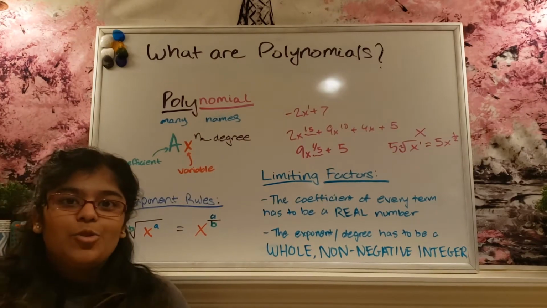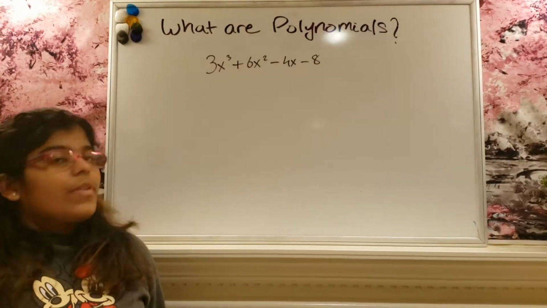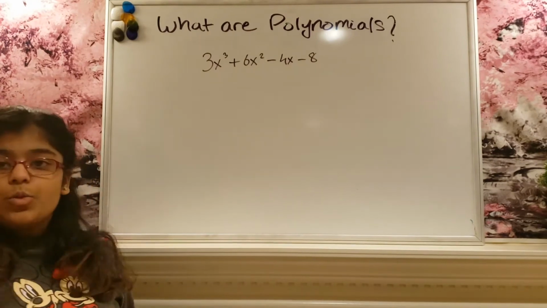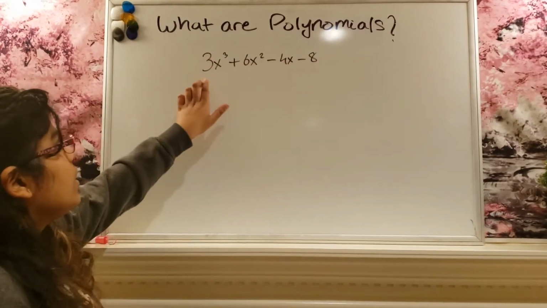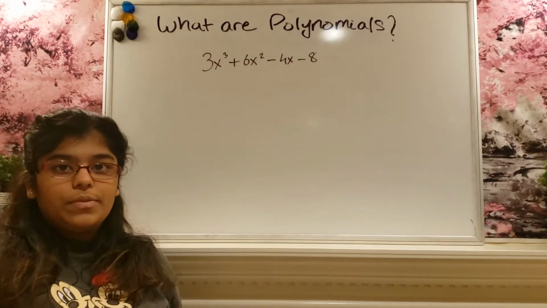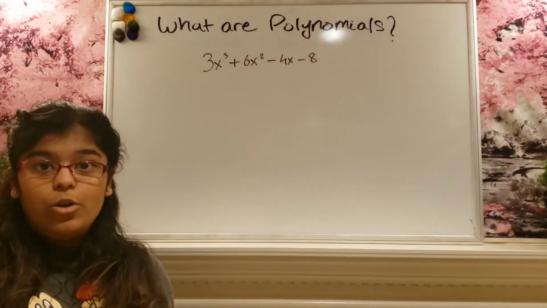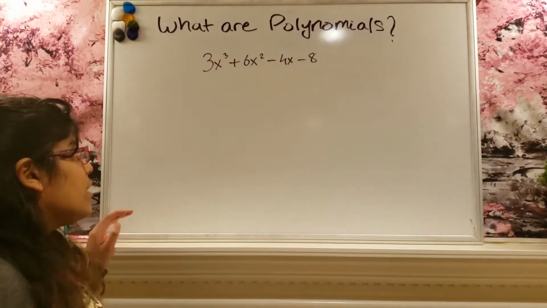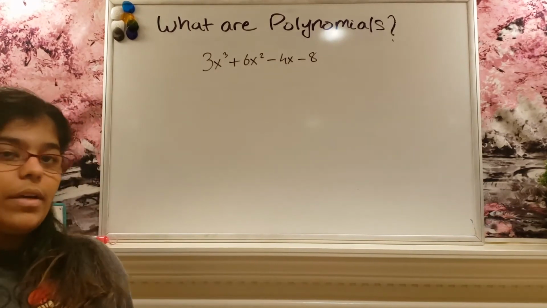Now, let's get into grouping. Let's start with an example. 3x cubed plus 6x squared minus 4x minus 8. Okay, so as you can see, there are 4 different terms. There aren't 3. If there were 3, then we would use basic binomial factoring, but this requires something different. And this method is called grouping.